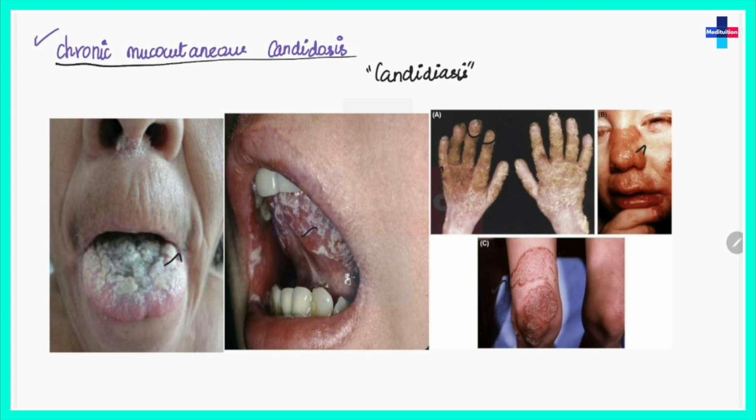But this person is usually not susceptible to any other infection other than candidiasis. This is because intracellular killing of candida is defective, that is, cell mediated immunity to candida is deficient, but any other immune response is not usually affected.